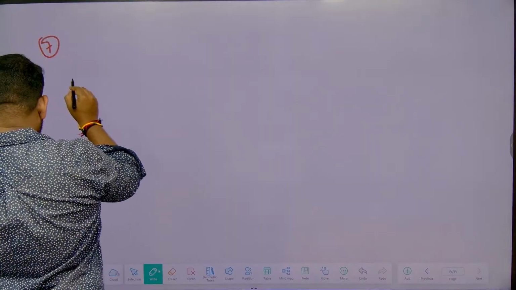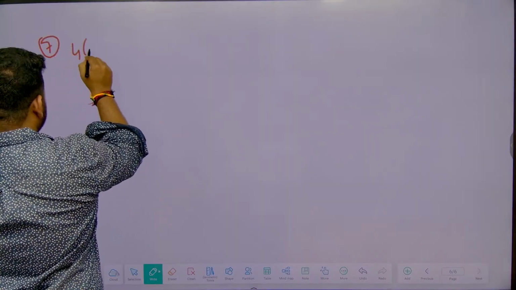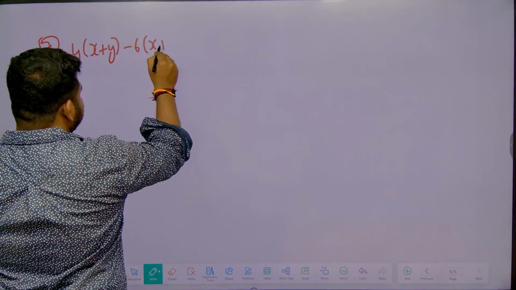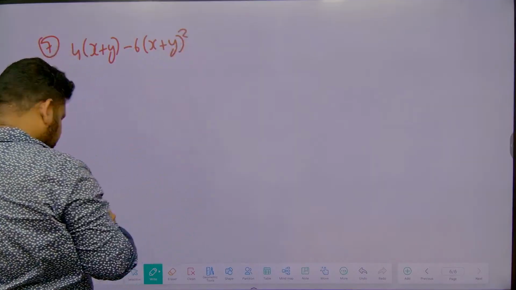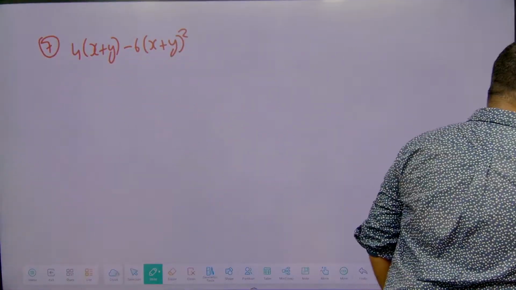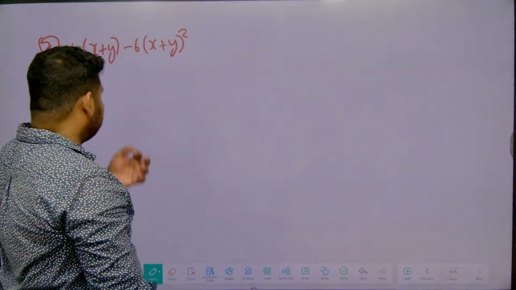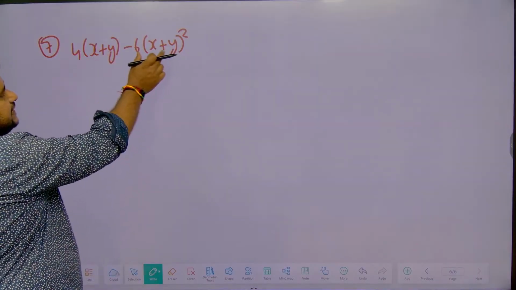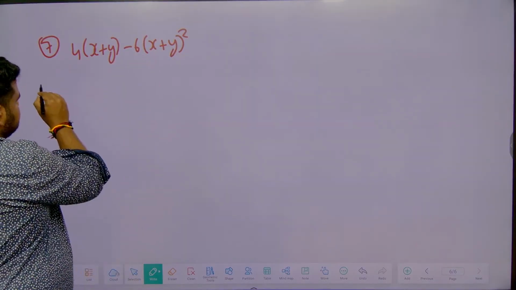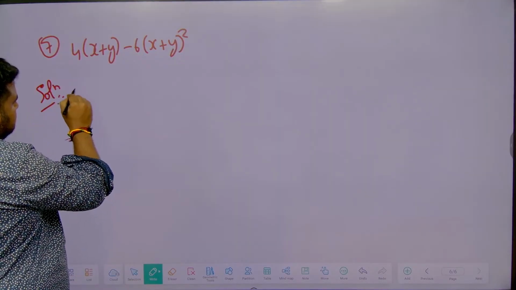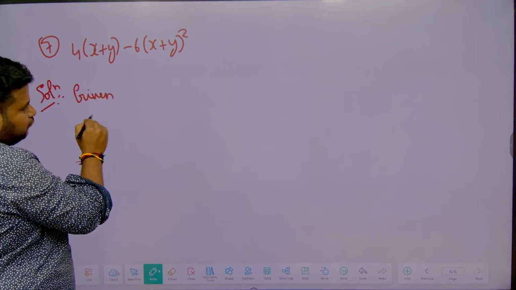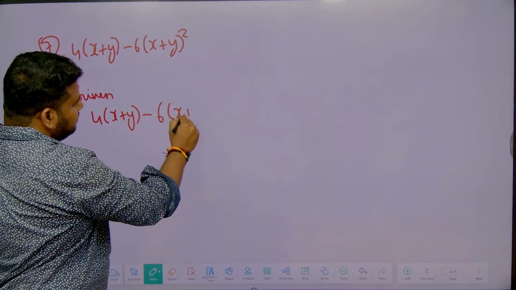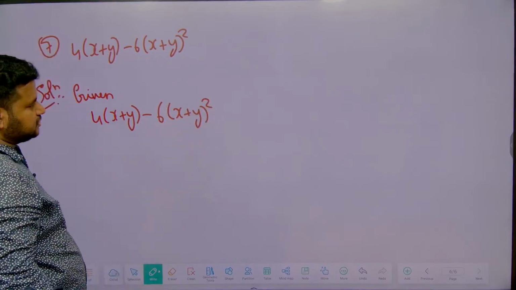Question number 7. They have given factorize 4 times x plus y minus 6 times x plus y whole square. This is what they have given. So see here x plus y is there, here x plus y whole square is there. So first let us take the solution. Given what is it? 4 times x plus y minus 6 times x plus y whole square.